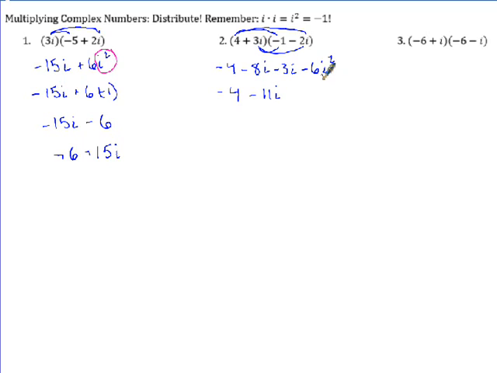And then this i squared, remember, is equal to negative 1. So now I have negative 6 times negative 1, which would of course be positive 6. And now I have like terms that I need to combine. Negative 4 plus 6 would be 2 minus 11i. Alright, so I want you to pause here and go ahead and do example 3.